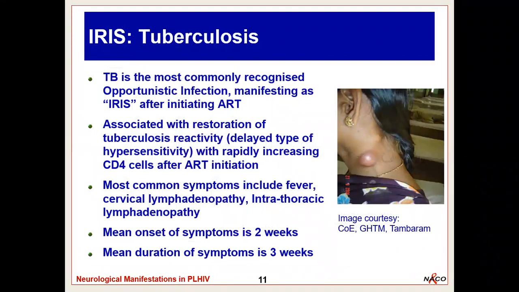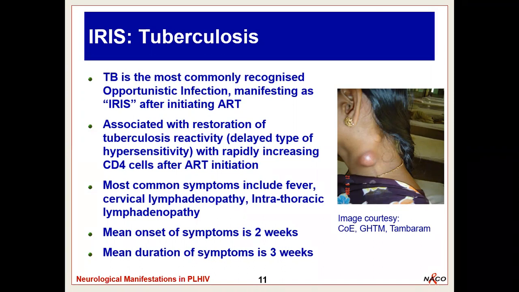So for IRIS, typically in a country like India, if you ask what is the most common cause of IRIS-related deaths, what is the most common OI which leads to IRIS? Even when you're sleeping, you can answer that. Yes, it's going to be tuberculosis, because of the kind of widespread prevalence of HIV and TB infection we have. TB is the most commonly recognized OI to manifest as IRIS after initiating ART.